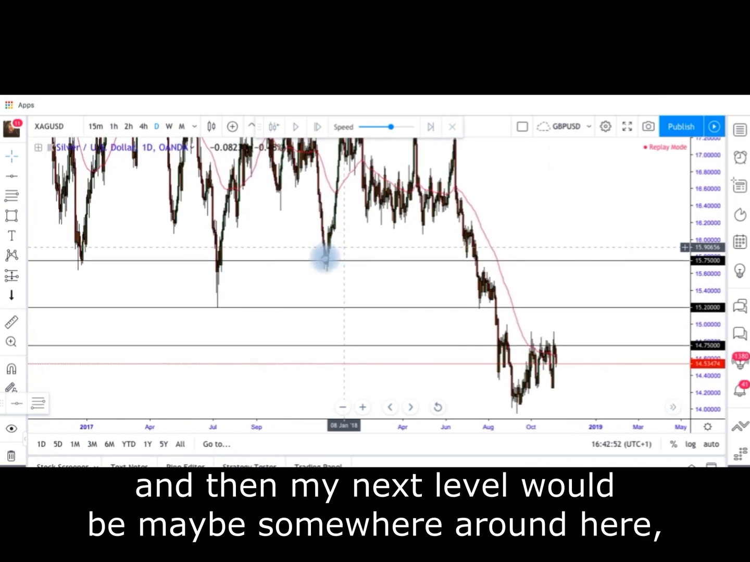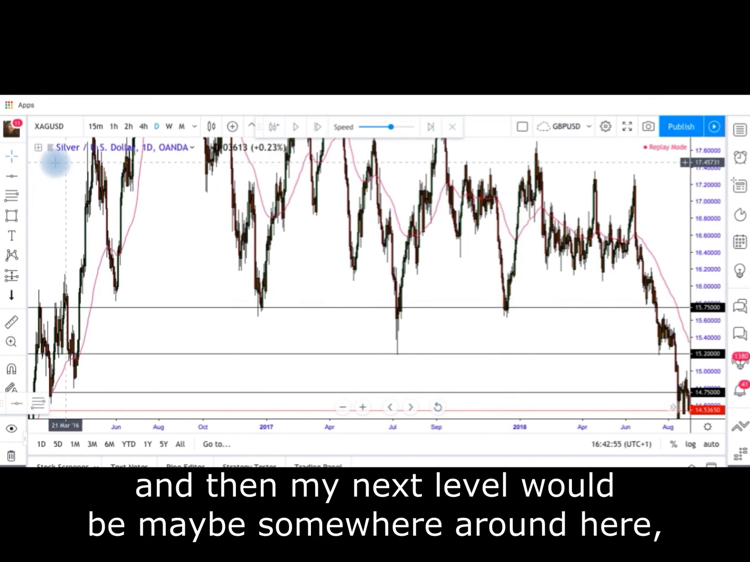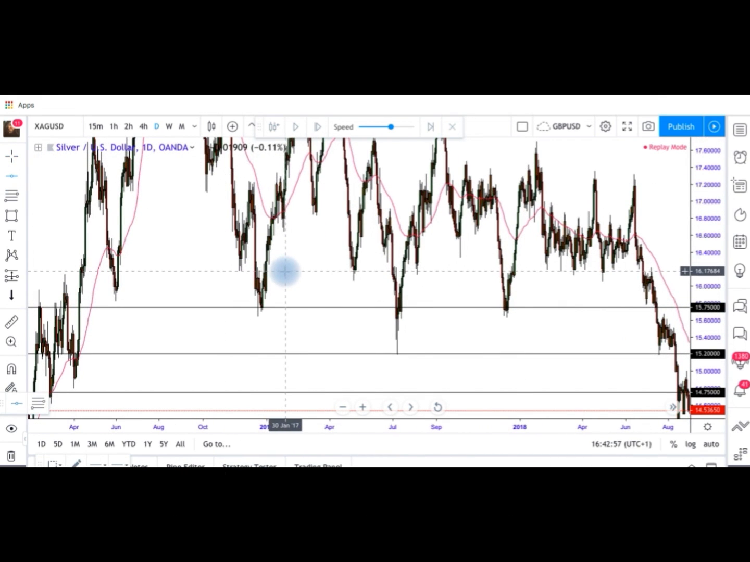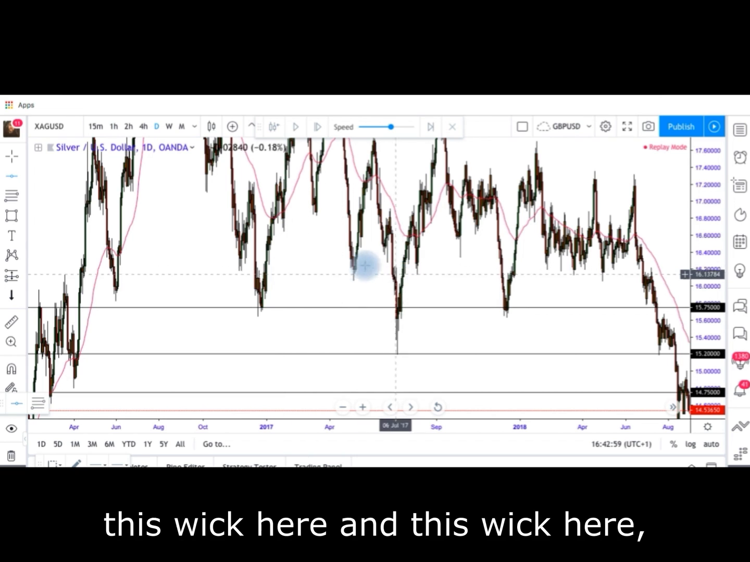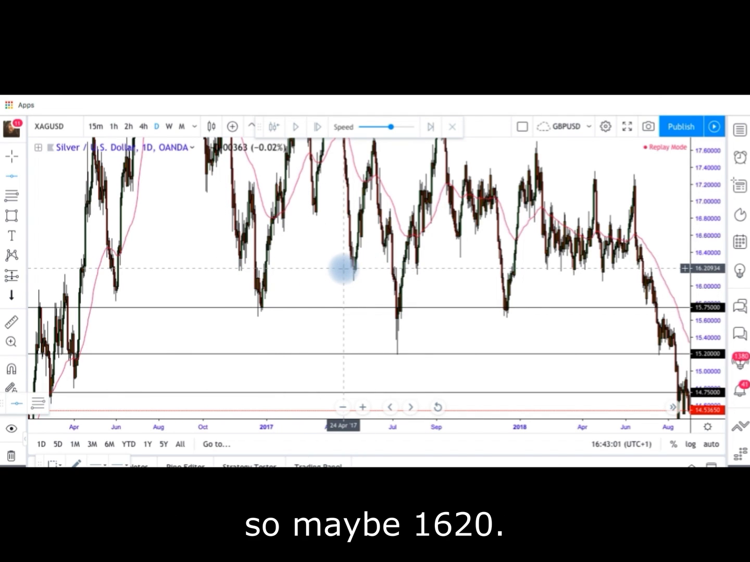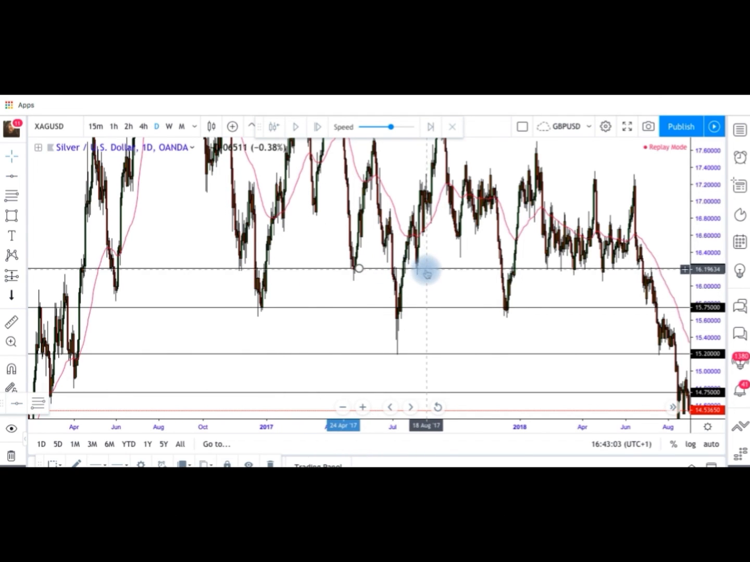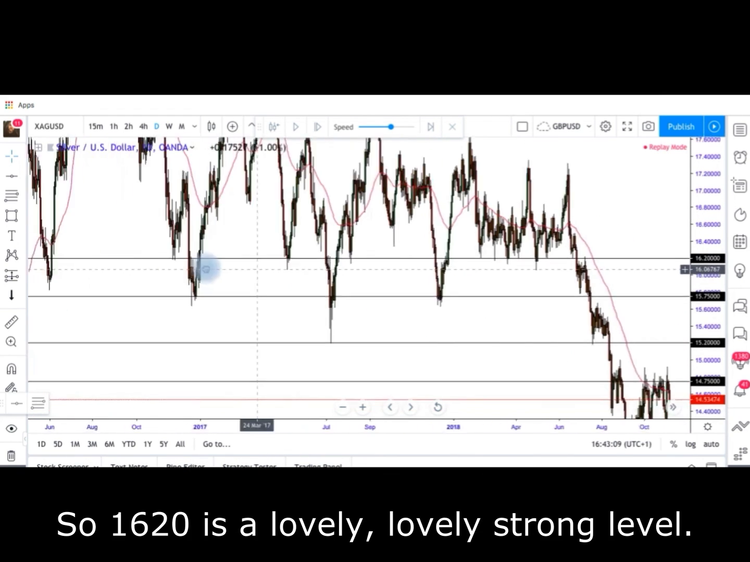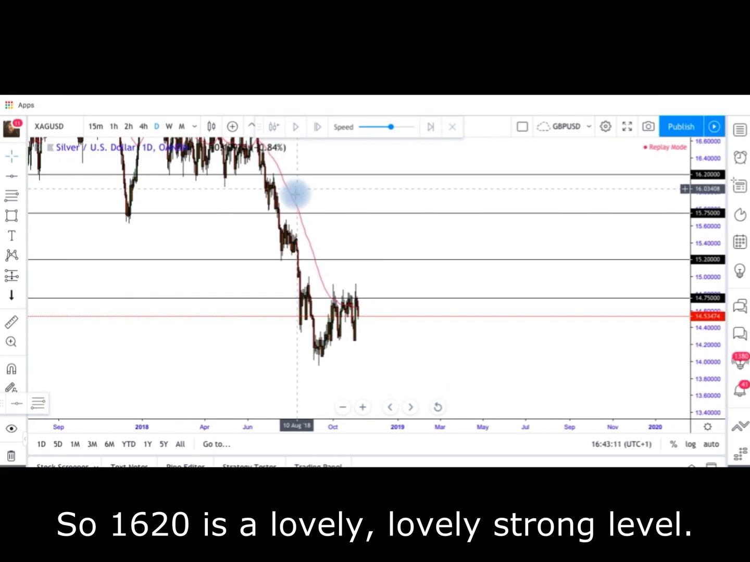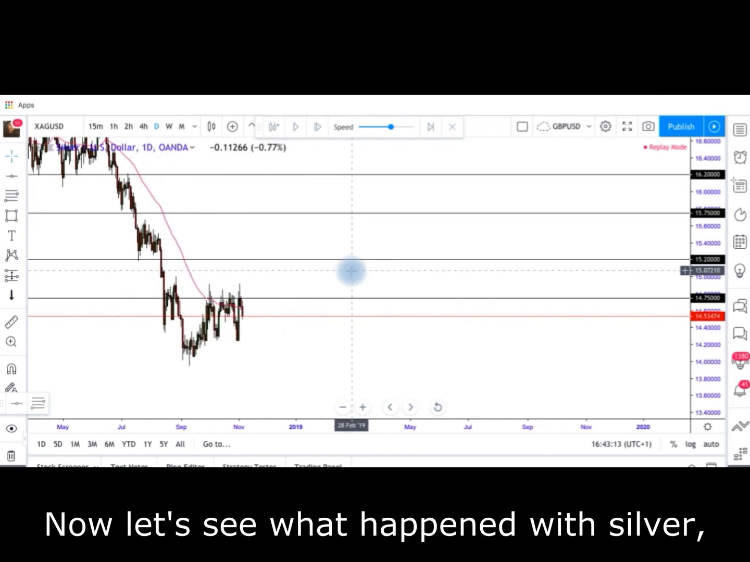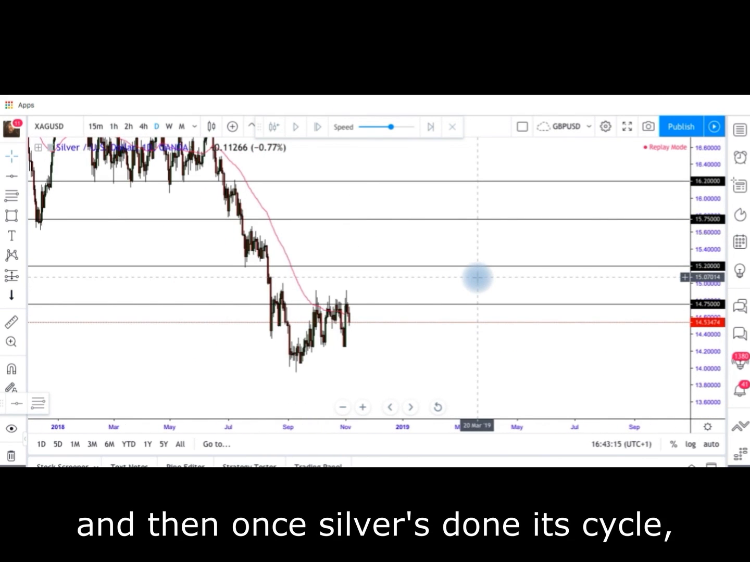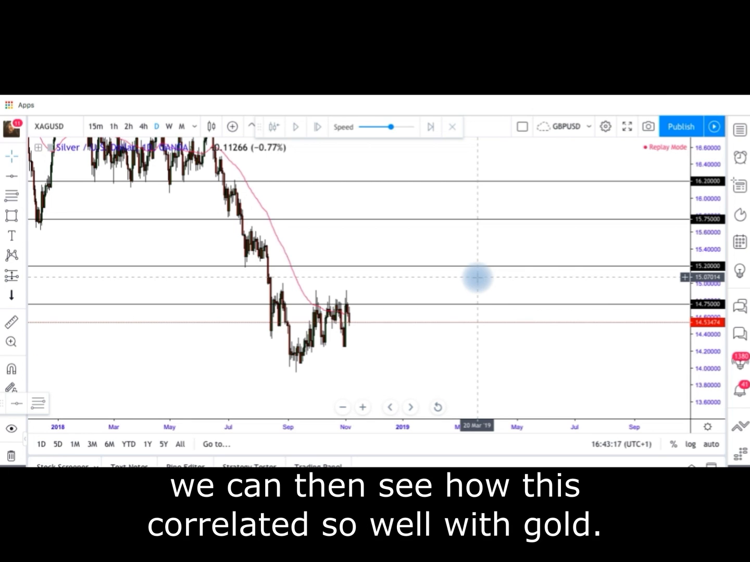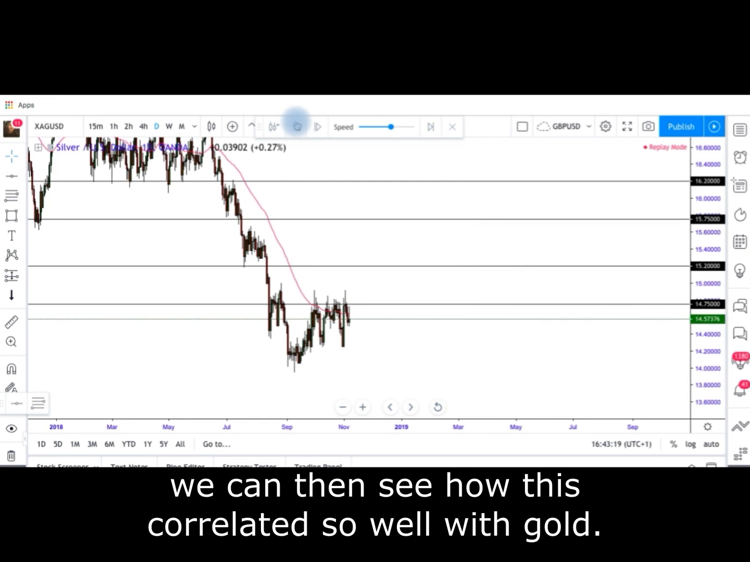And then my next level would be maybe somewhere around here, this wick here, and this wick here. So maybe 16.20. Cool, because that's really well respected here. So 16.20 is a lovely, lovely strong level. Now let's see what happened with silver, and then once silver's done its cycle, we can then see how this correlated so well with gold.